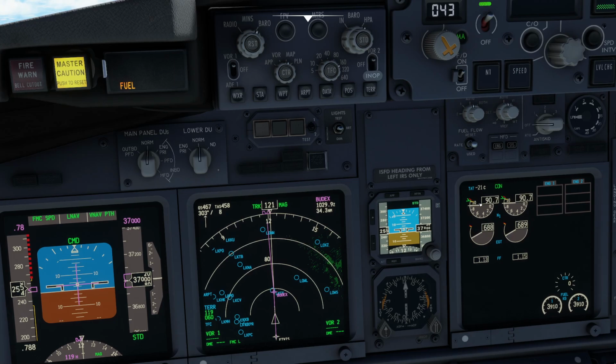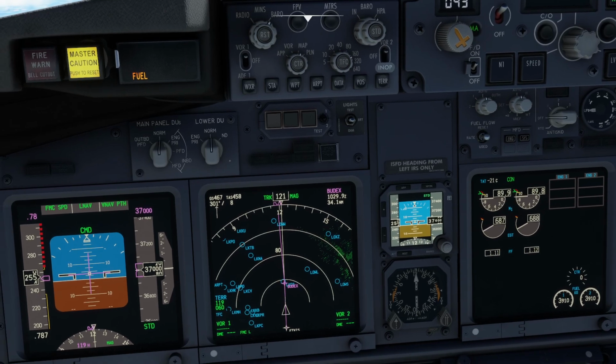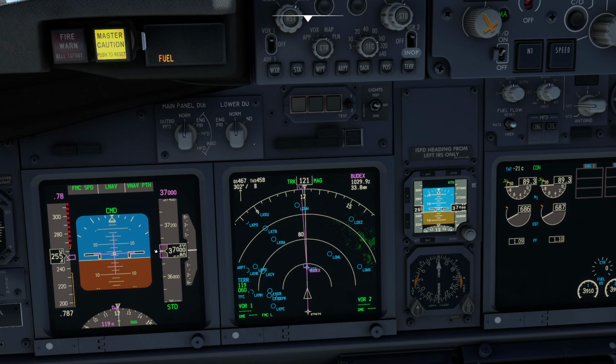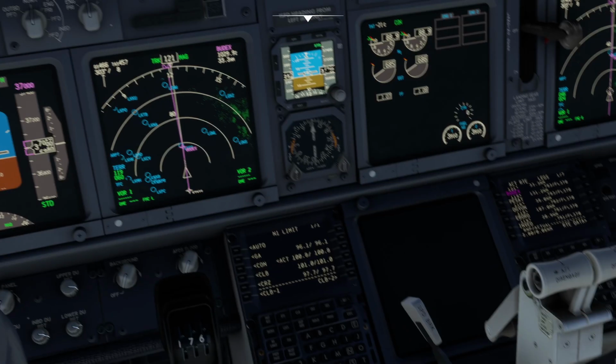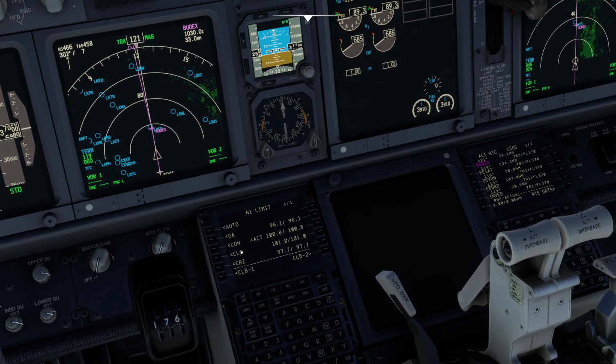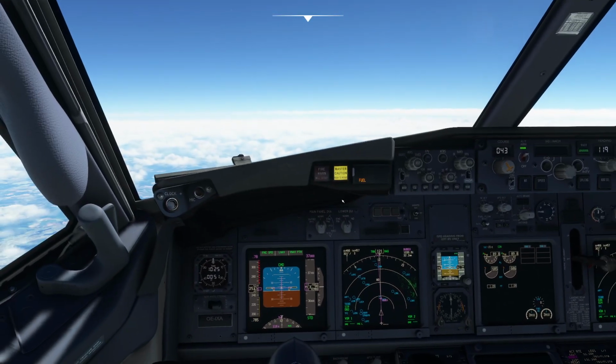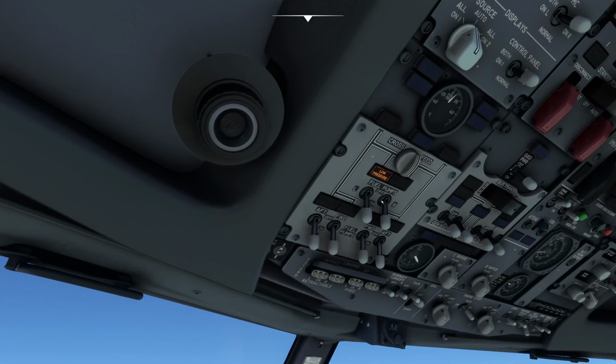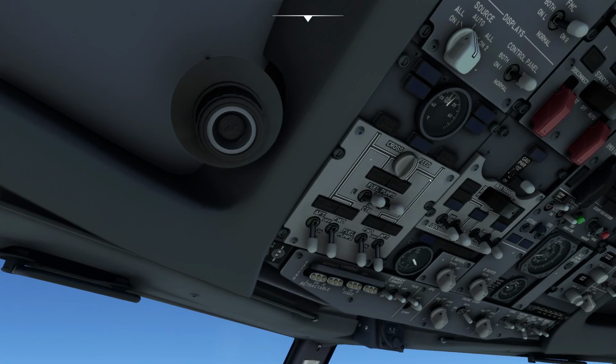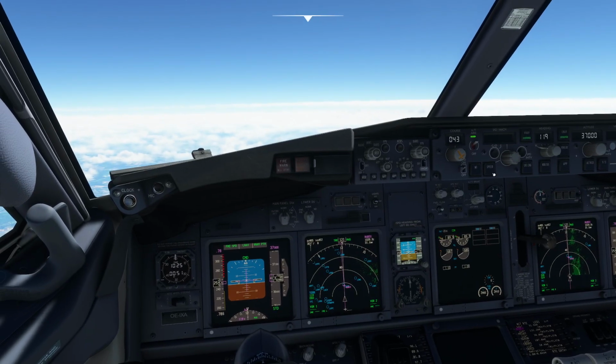A good procedure to do that correctly would be to wait until the airplane has leveled off, give it a couple seconds, steady at level, and only then select your maximum continuous thrust limit once again. At the same moment, we just have a master caution fuel here, as the center tank is running empty. I'm going to cancel that out.